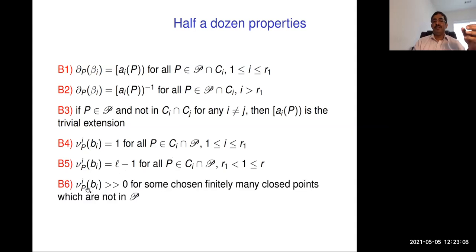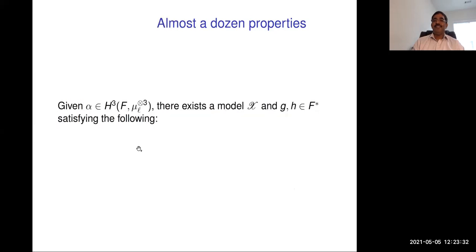Finally, all these valuations should be sufficiently large, not at these finitely many points, but at some other chosen finitely many closed points, which depend on these Ai's. At all those finitely many closed points, I want this to be sufficiently large. All these things can be achieved. Just take my word, because I can't explain all of that now. Once we have all these half a dozen properties, we want to see what the dozen properties are. Given alpha, choose a model and (g, h) in F star satisfying the following things. So take beta to be (g, h).